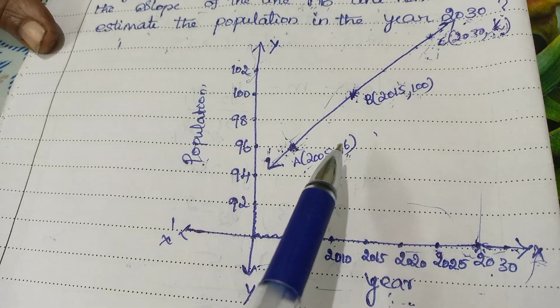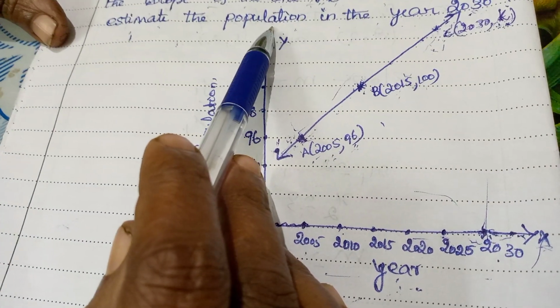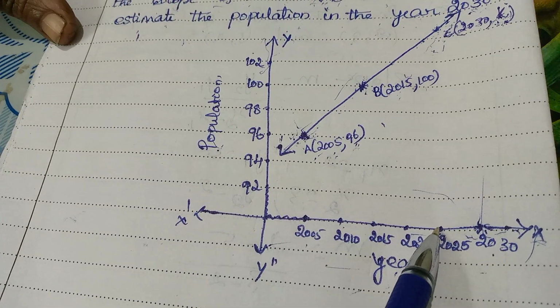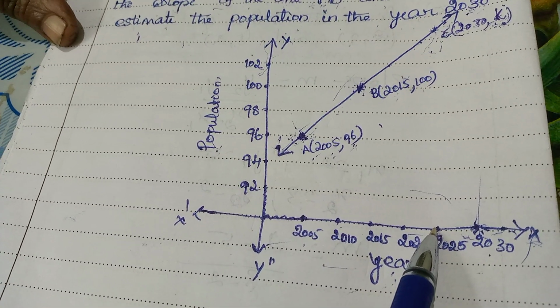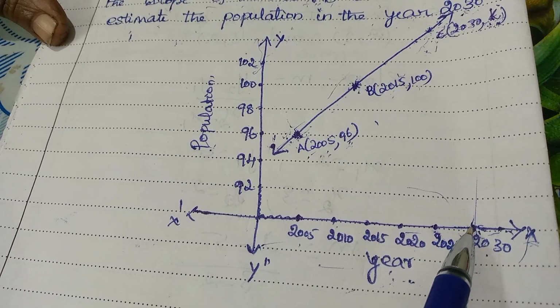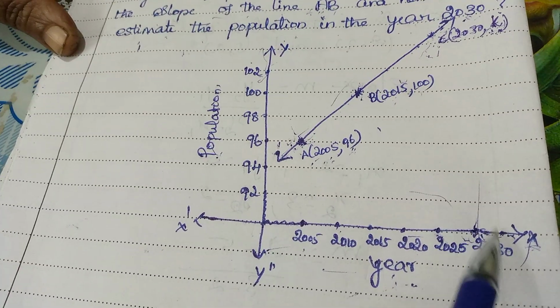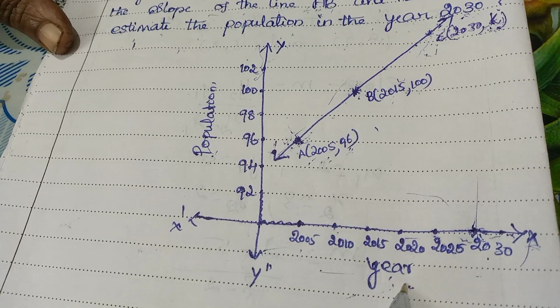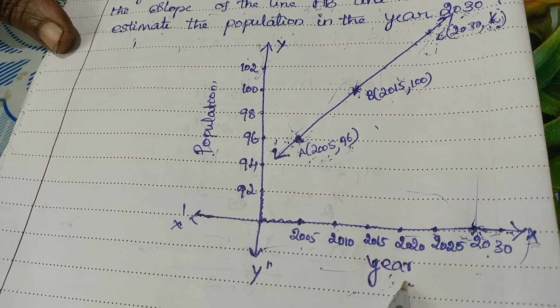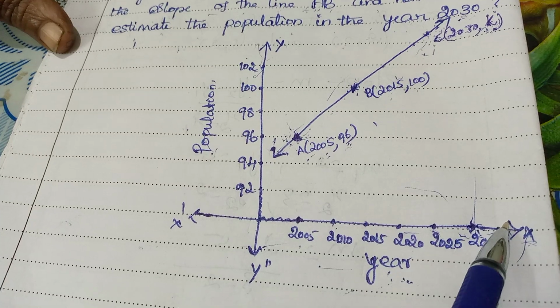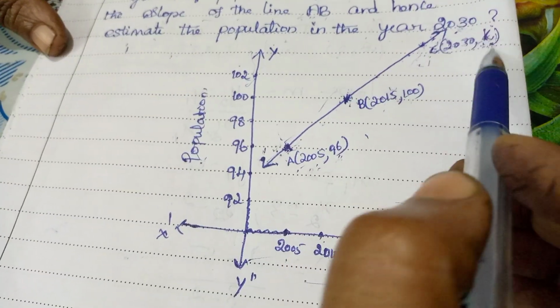Now let us find the estimated population, means approximate population, in 2030. Up to 2025 it is mentioned in our graph, is it? So 2030 will be next, somewhere here. So in the year 2030, what is the population we have to find out? Okay, let us take the population as K.